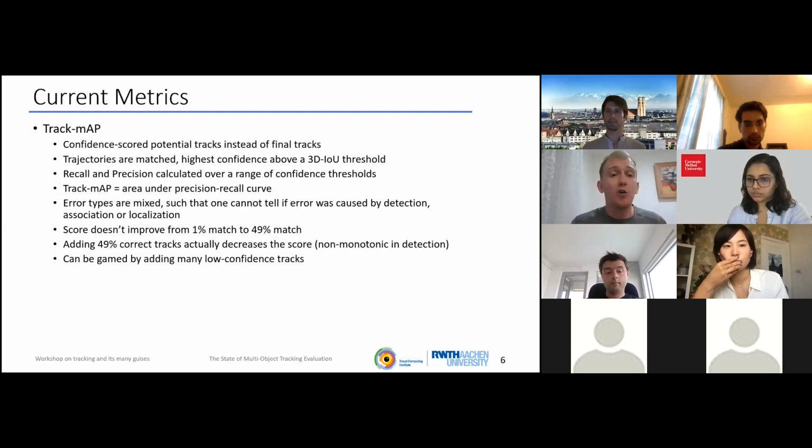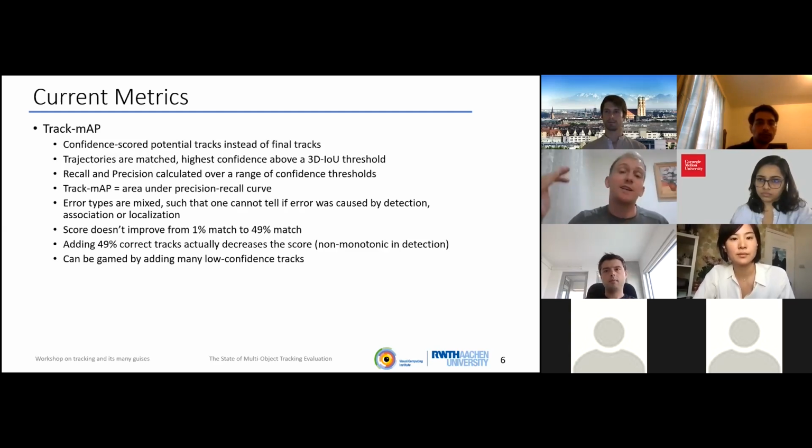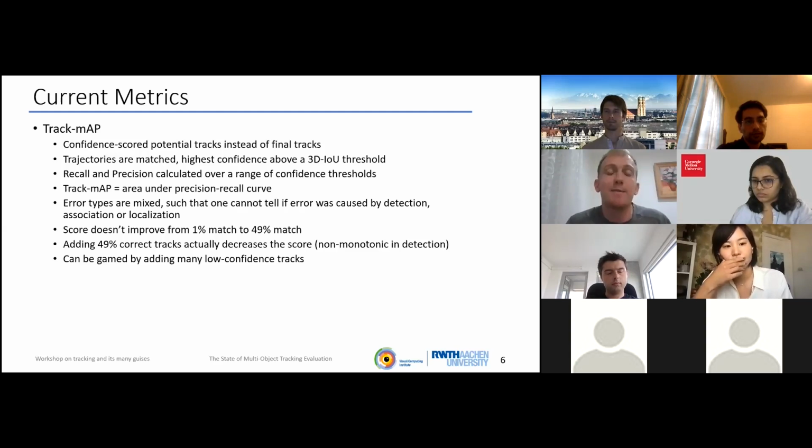Like IDF1, whole trajectories are matched between the predictions and ground truth, except in this case, the highest confidence trajectory which is above a 3D IOU threshold with a ground truth trajectory is matched. After calculating the trajectories that are matched, the precision and recall can be calculated over a range of different confidence thresholds. So we can decrease the confidence, and for every trajectory higher than that confidence, we can calculate the recall and precision. The final track mAP score is equal to the area under this precision-recall curve.